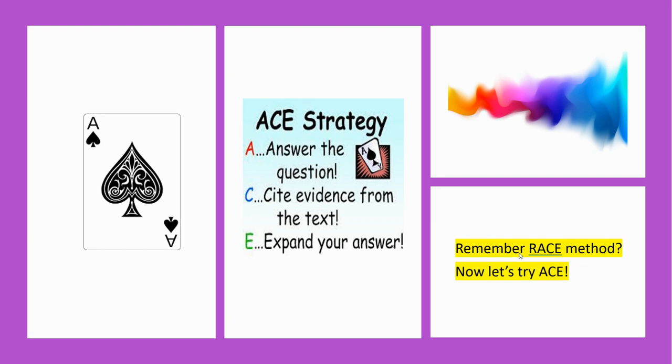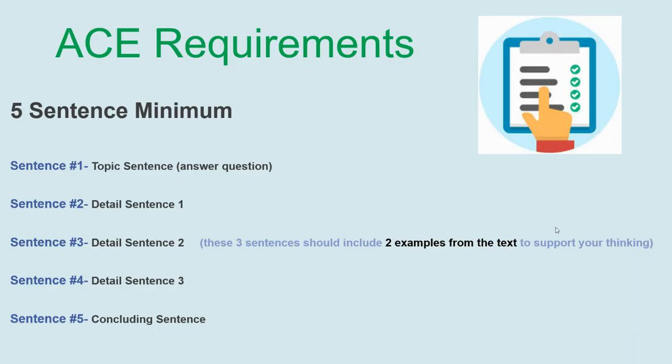We have talked about the RACE method before: restate, answer, cite, and explain. But now we're going to move into the ACE strategy. Here we're answering the question, citing evidence from the text, and expanding on our answer. So we have 2 ways to look at this ACE strategy. Your ACE requirements are a 5-sentence minimum for each paragraph.